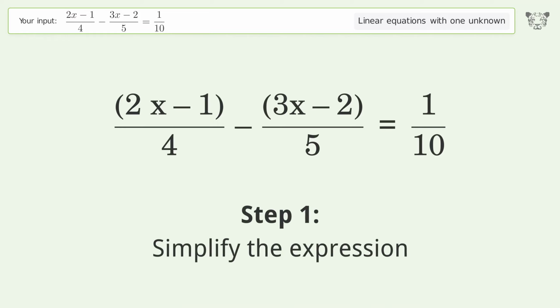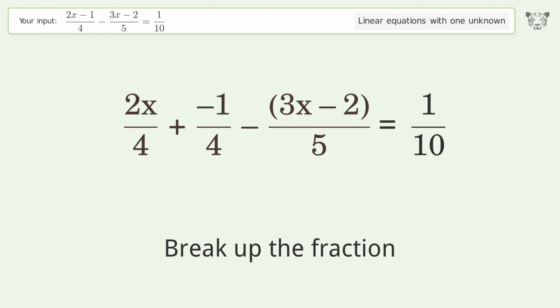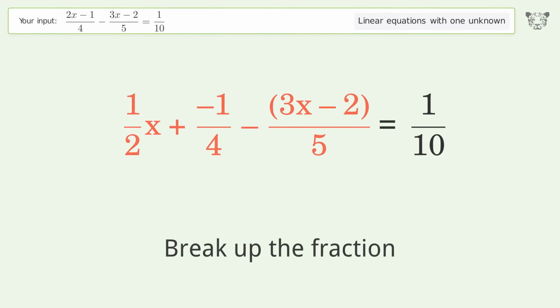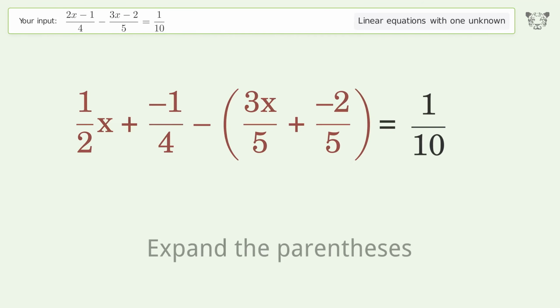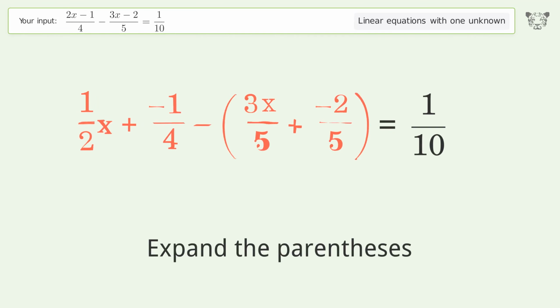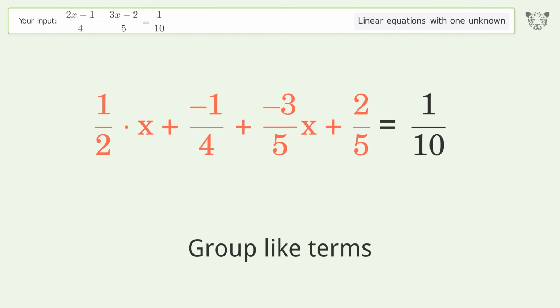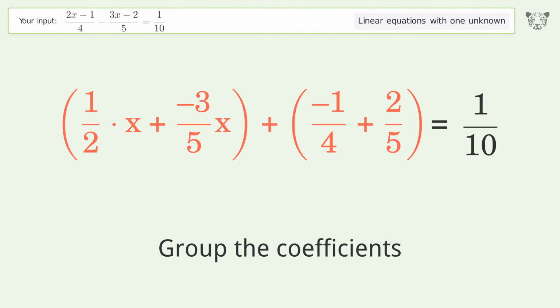Simplify the expression. Break up the fraction. Simplify the fraction. Break up the fraction. Expand the parentheses. Group like terms. Group the coefficients.